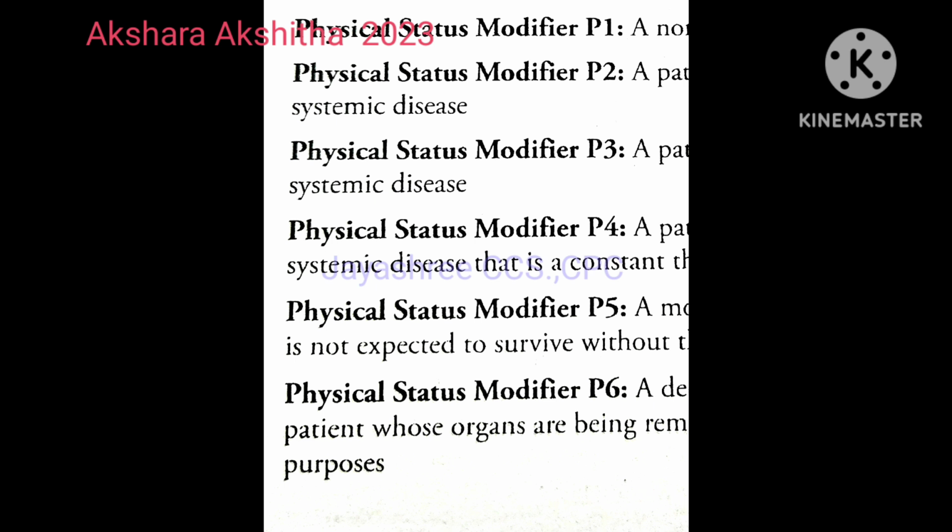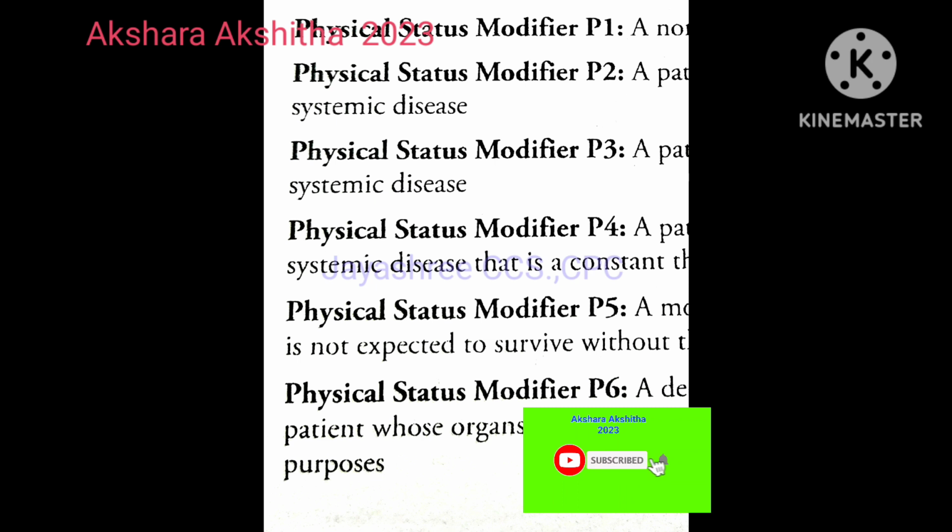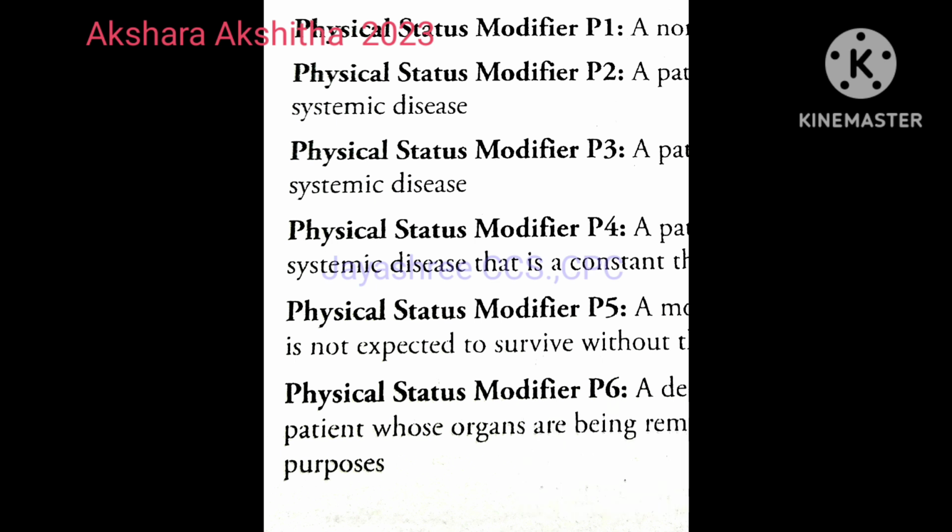Then the P2 modifier is a patient with mild systemic disease. For example, a patient who is a current smoker or social alcohol drinker, or is pregnant, or is obese. If the patient has well controlled DM, hypertension, or mild lung disease and is given anesthesia, we consider it mild systemic disease. For those patients we need to append the P2 modifier.